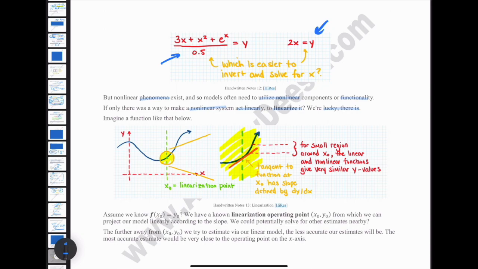But diving back in, let's say we have a function that looks like this. It is nonlinear, okay?